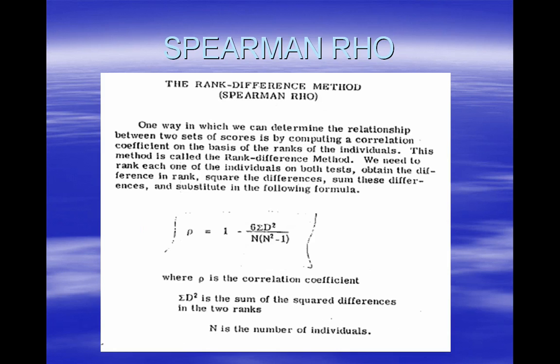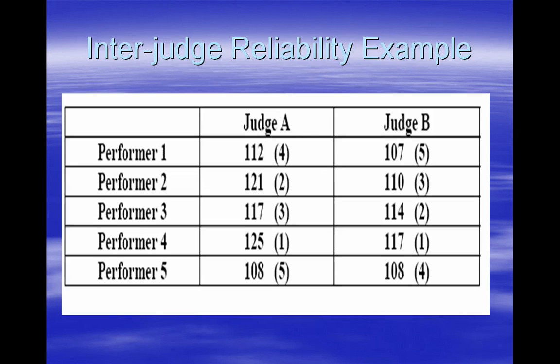It starts out with rho, like the Greek letter rho. It's going to later be represented by R sub S, indicating Spearman-Rho. Rho is equal to 1 minus 6 times the sum of the differences squared, over the number of individuals we're ranking times that number of individuals squared minus 1. So don't worry too much about this. We'll explain it in much greater detail later.